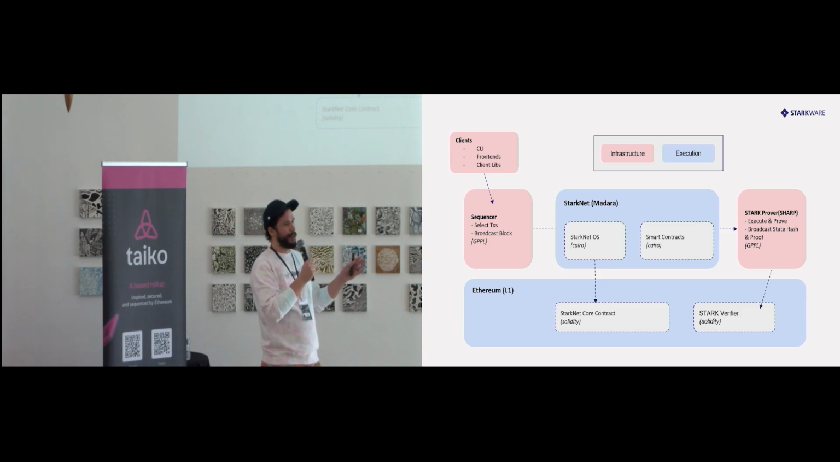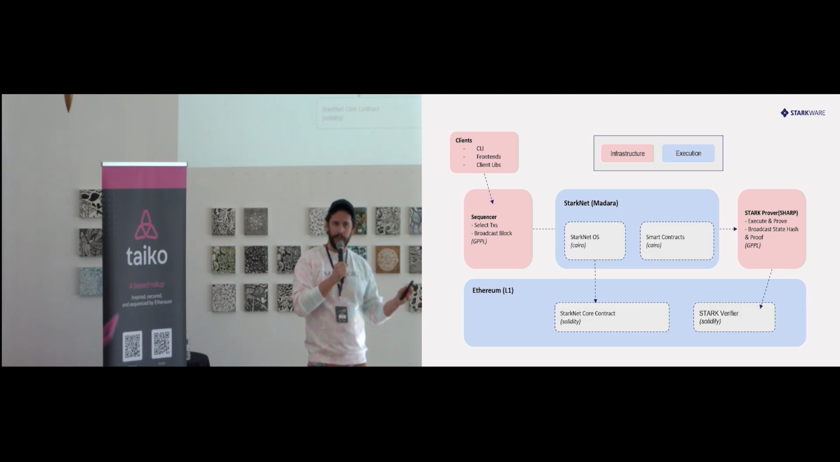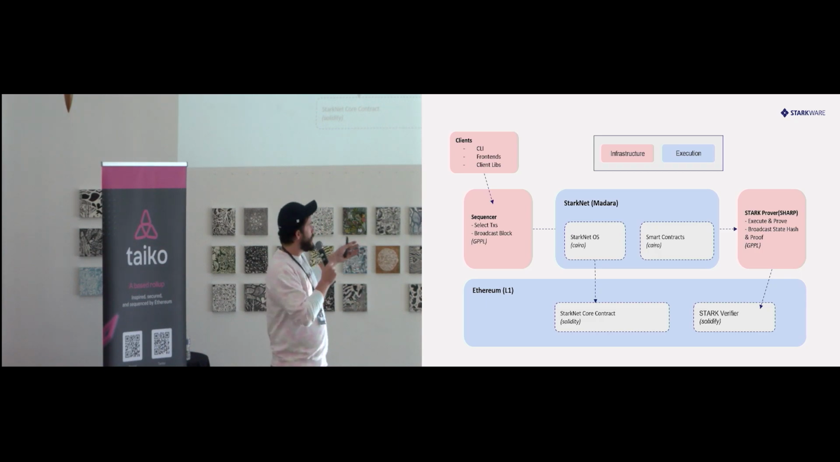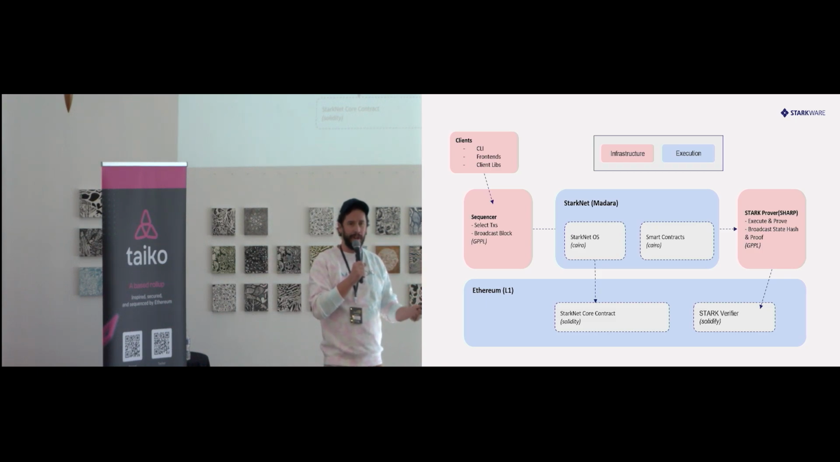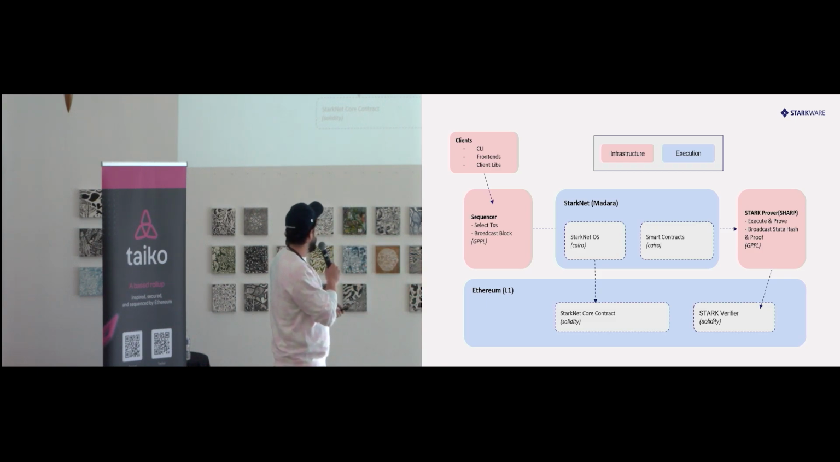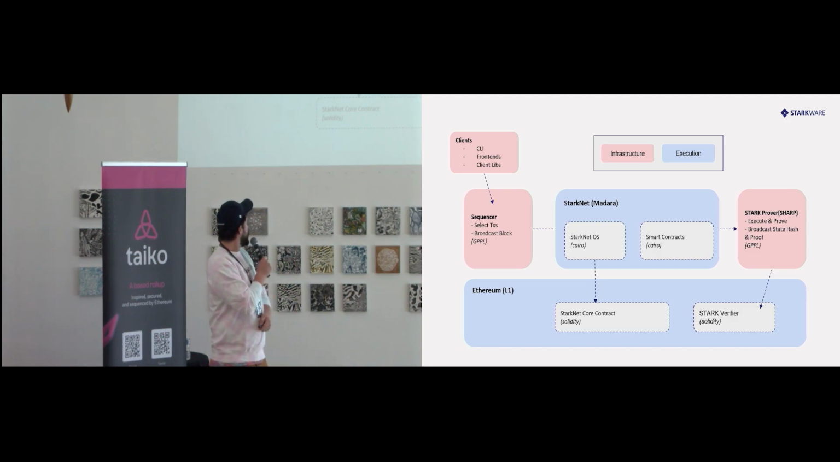The Sharp prover essentially proves the execution of your Cairo code, and then the verifier written in Solidity, deployed on Ethereum layer 1, verifies it. You don't see the box here, but you see Solidity down here. That's the Stark verifier. It's going to verify the Stark proof. The next really crucial piece of information is the StarkNet core contract. That's what we're going to be getting into today.